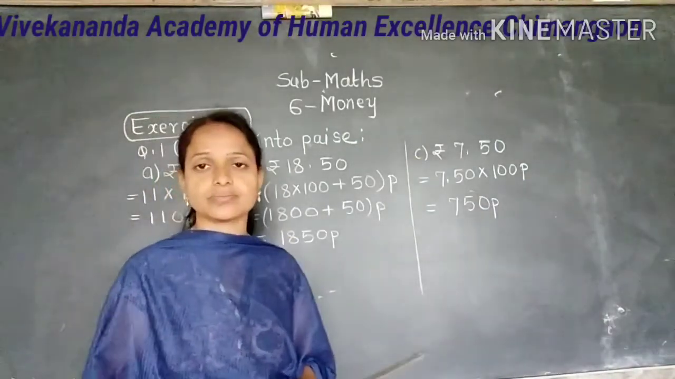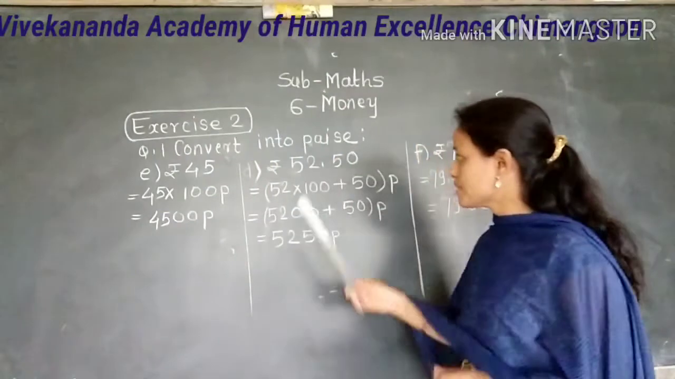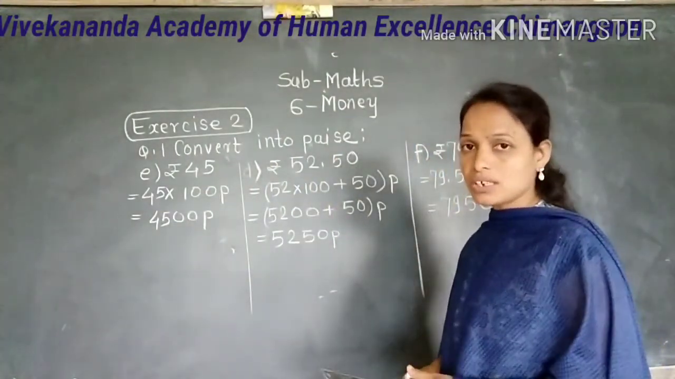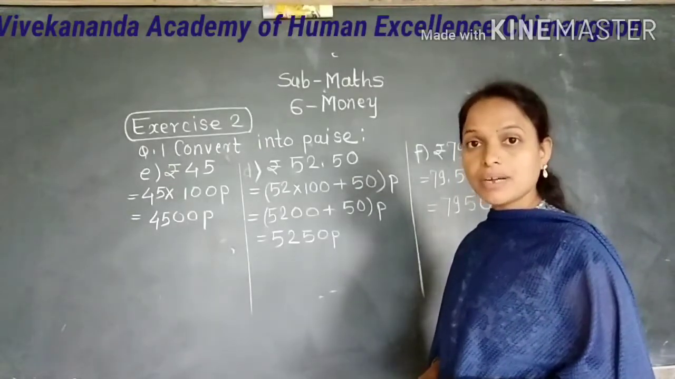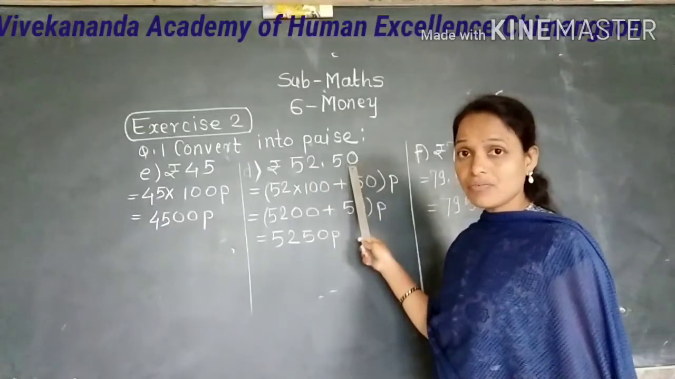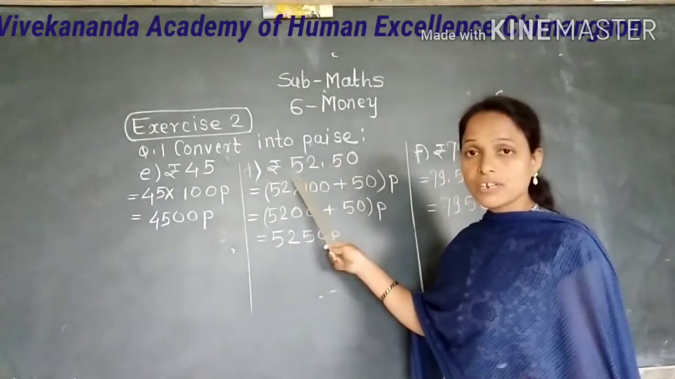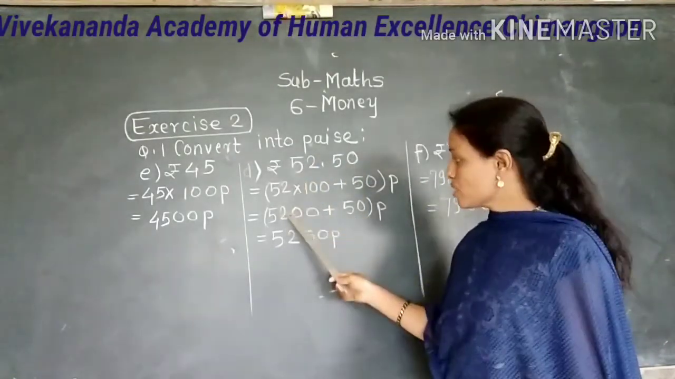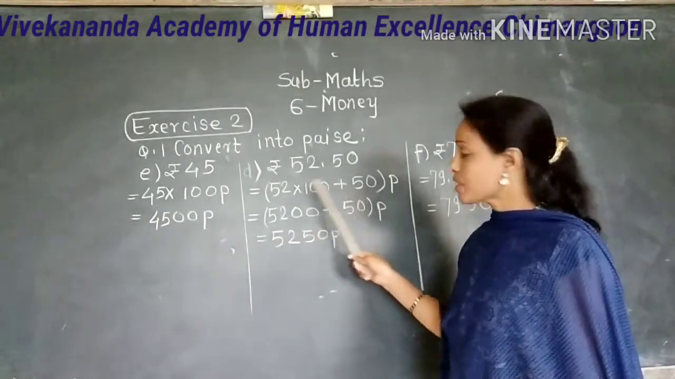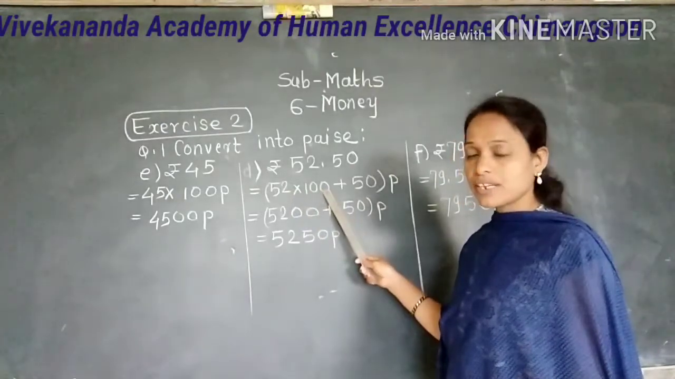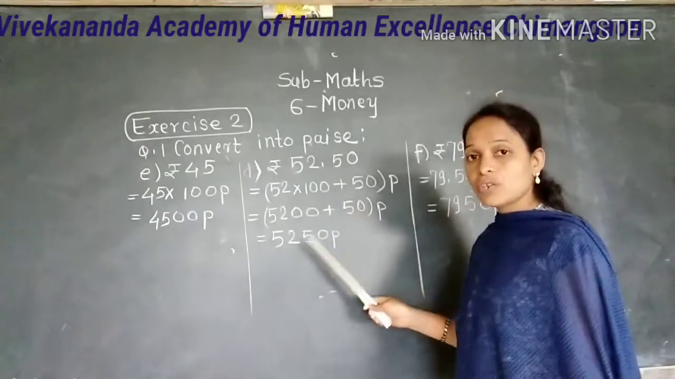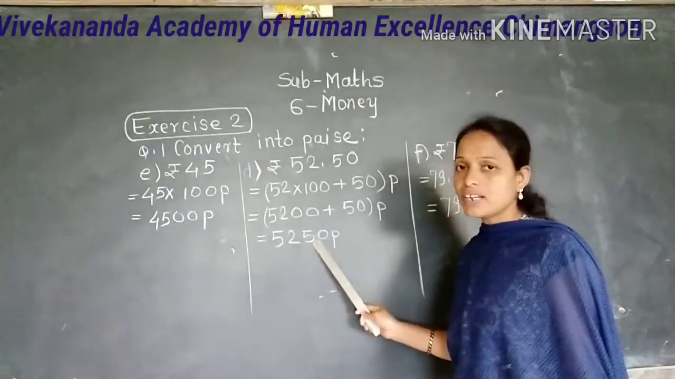Okay. Next example, see 52 rupees 50 paise. So you have learned to convert rupees into paise, multiply by 100. So here 52 rupees and 50 paise. We have to convert only 52 rupees into paise. So here we multiply 52 by 100 and add 50. 52 multiplied by 100, we get product 5,200. And by adding 50, we get the sum 5,250.